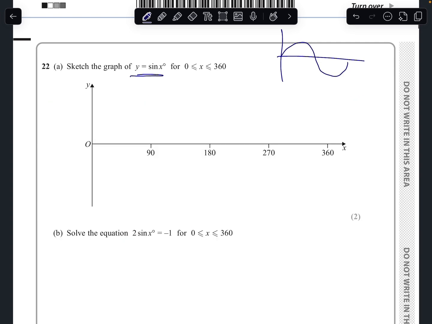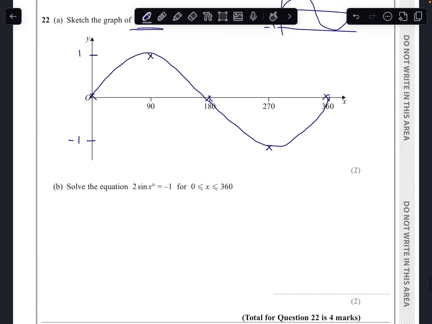So first of all, let's write our limits of 1 and minus 1. And then to start plotting your points, we have 0, 0, 90 and 1, 180 and 0, 270 and minus 1, 360 and 0, and just dot to dot. Like so, fine, that's the first 2 marks done.